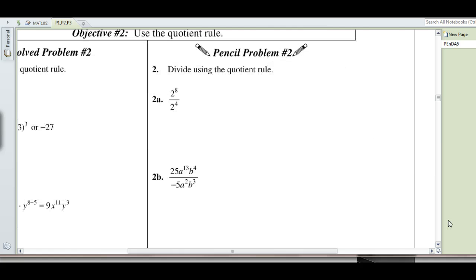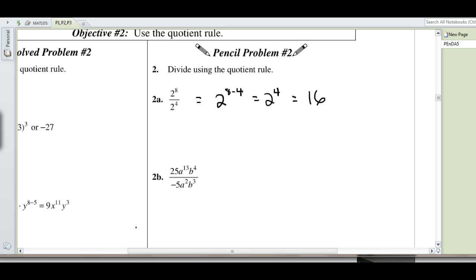Okay, now here's some examples of rule number 2. What we want to do is just make sure we subtract the bottom exponent from the top. So this should be 2 to the 8 minus 4 power, which is just 2 to the 4th power. So that is equal to 16.